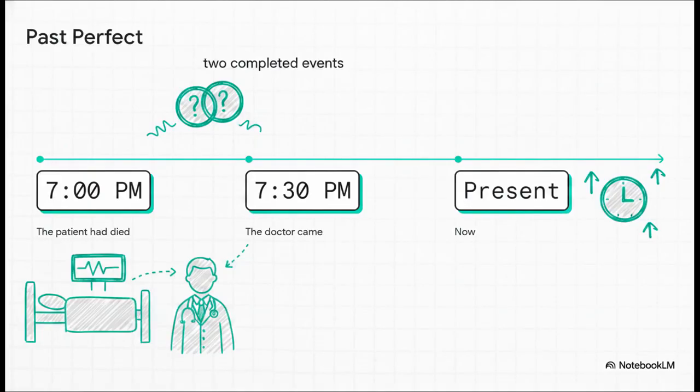But hey, what if we have two completed events in the past, and we need to clarify which one happened first? That is exactly where the past perfect comes into play. I like to think of it as the past of the past. Looking back from right now, let's say the doctor came at 7:30 p.m., but before that, at 7 p.m., the patient had died. To sequence these two historical events correctly, we use the formula had plus V3 for the older event. So we say, the patient had died before the doctor came.